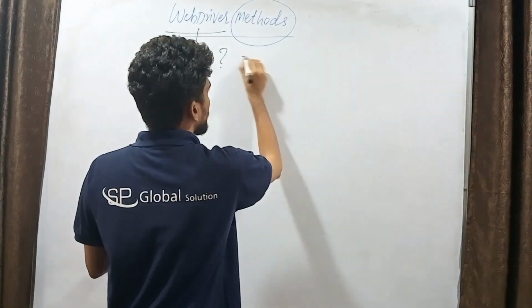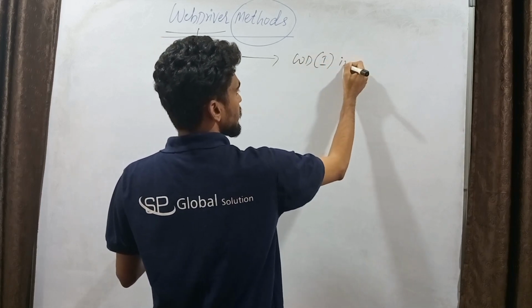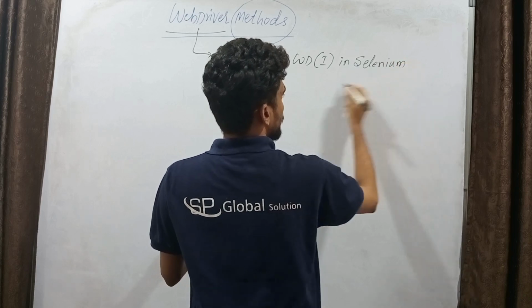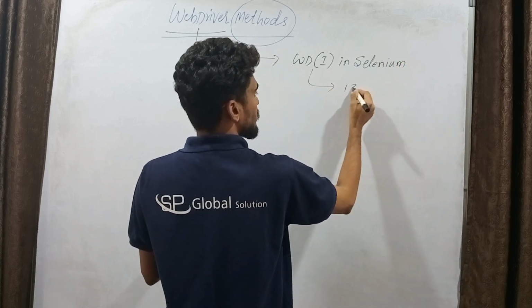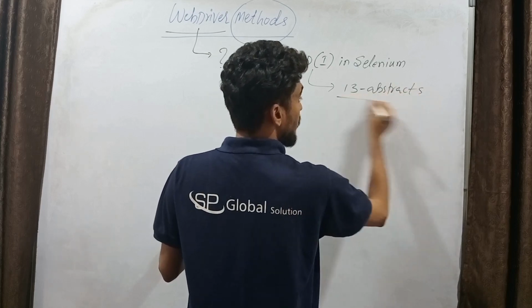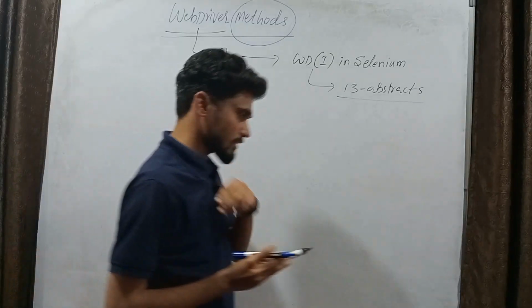As I told you, WebDriver is the interface. WebDriver is an interface in Selenium. You know very well. It contains how many abstract methods? 13 abstract methods. So what are the 13 abstract methods that we need to discuss here?